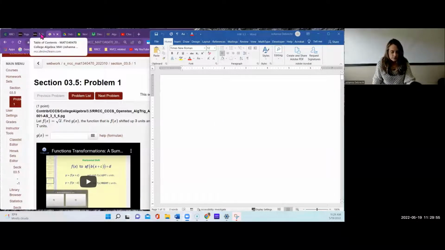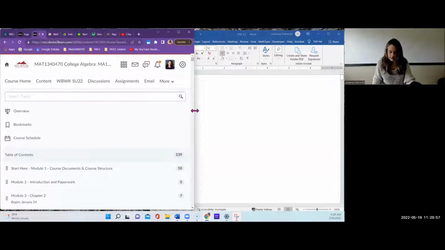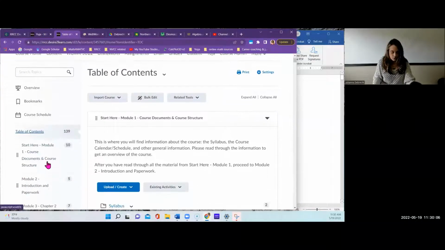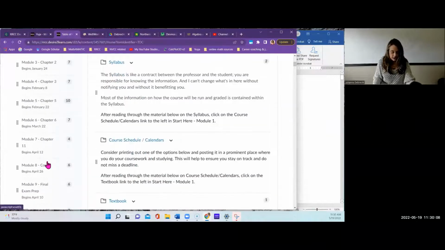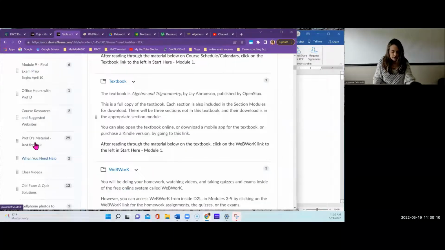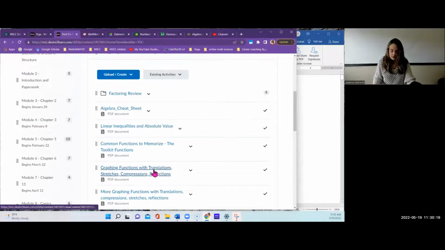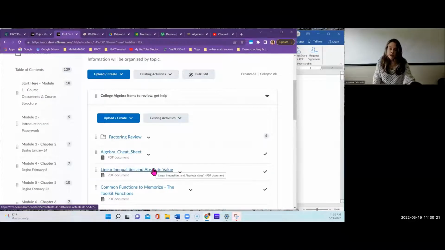In D2L, go ahead and click on the Content tab. When you click on the Content tab, which is found here in the upper left, it will take you to the table of contents. Scroll down on the table of contents on the left until you reach something that says Professor D's material just for you. Click on that particular link. Scroll up to the top. You'll see a series of handouts that I've written over the years to help my students figure out different things.